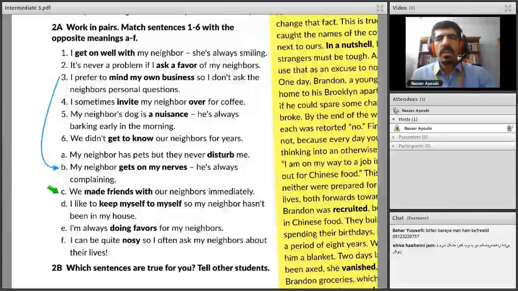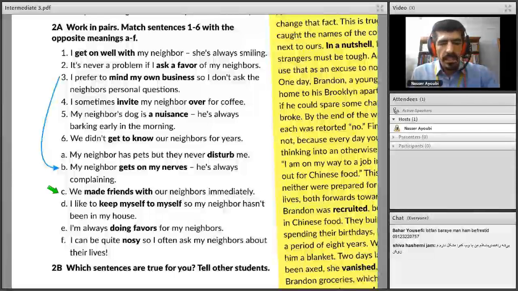Getting to do something means to be given a chance or an opportunity to do something. For example, she gets to travel all over the country or world with her job. Or, we got to meet all the superstars after the show. We had an opportunity to meet all the superstars after the show finished.